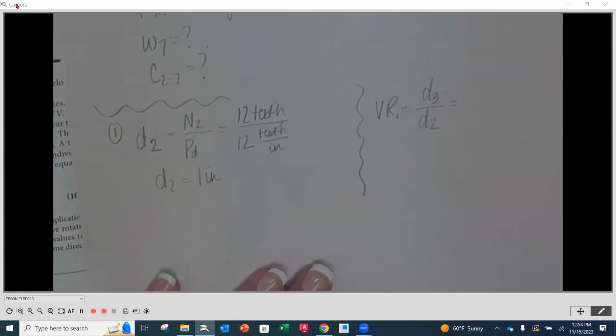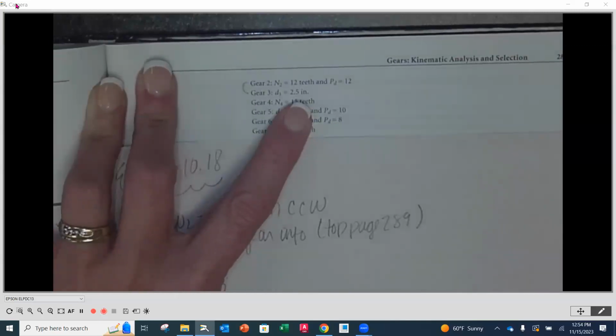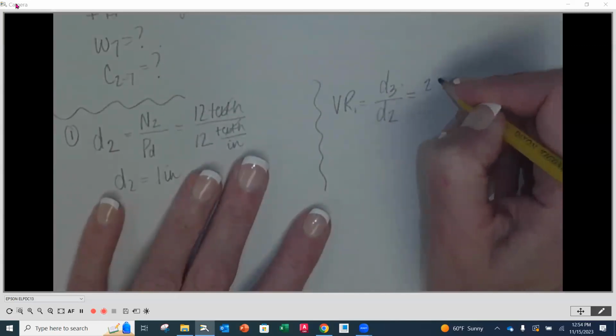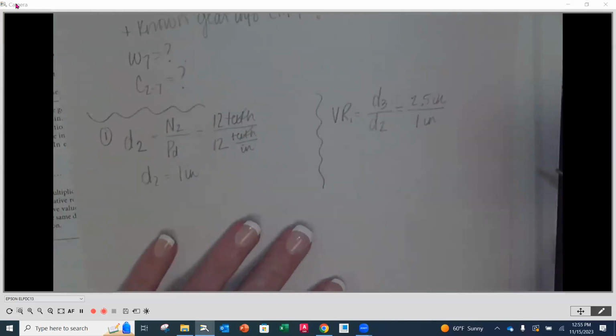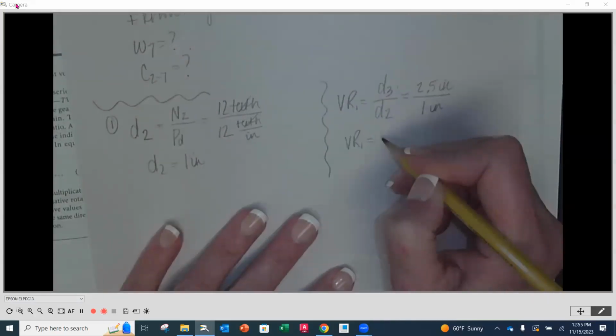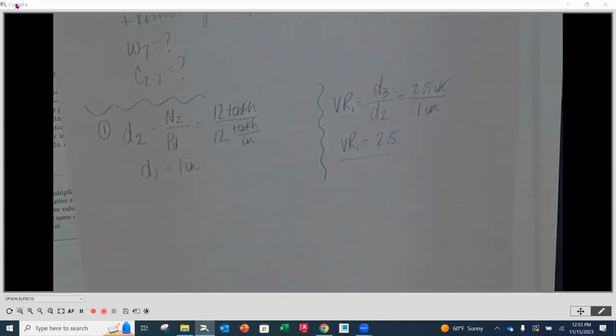Okay. So here, when we look back at the information given, number 3 has a pitch diameter of 2.5. So this is going to be 2.5 inches divided by 1 inch that we just calculated here. So that's pretty easy. Velocity ratio number 1 is going to be 2.5, inches cancel. So we're going to need this. I wouldn't necessarily put a box underneath it because it's not a final answer, but it's something that we're going to need for that train value. And now we have the diameter, the distance for that first gear. Okay, any questions so far?